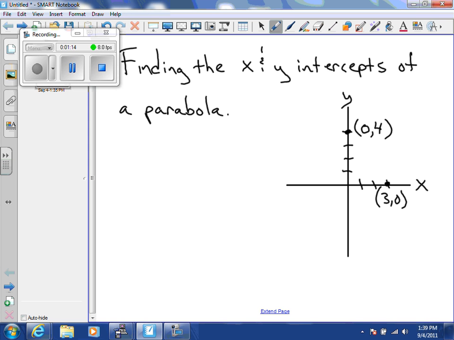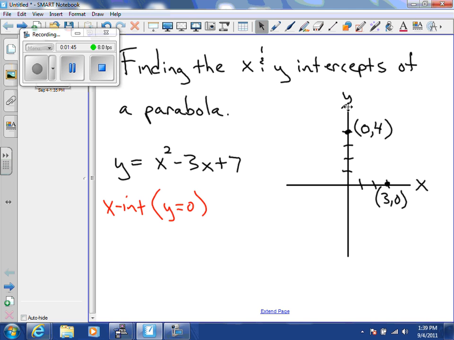You're going to be given some parabola. I'm just going to make up one. Let's say we have y equals x squared minus 3x plus 7. If it's possible to factor, we can quickly find the x-intercepts by setting the y value equal to 0. Remember, if you're looking for the x-intercept, the only way that's possible is if y is equal to 0.